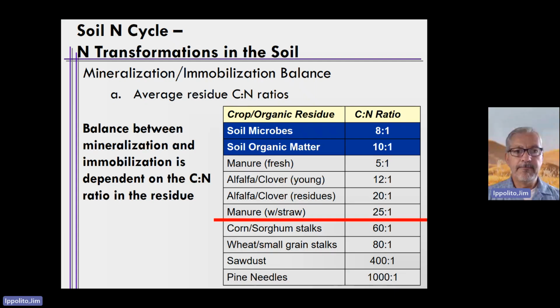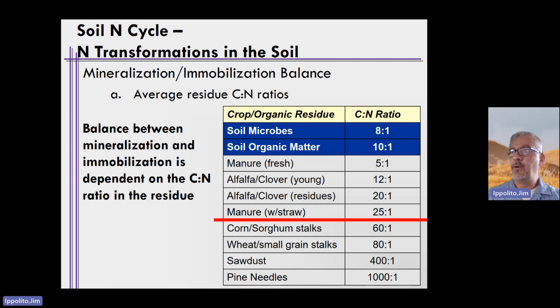So at this point in the lecture series, you should understand that there is certainly a balance between mineralization and immobilization. And there's a sort of a tipping point or a fulcrum whereby each one of these relatively equals one another. And so when we look at a list of organic residue or materials as compared to their carbon to nitrogen ratio, we can draw a line on this list as to where that fulcrum or tipping point is located, roughly speaking.